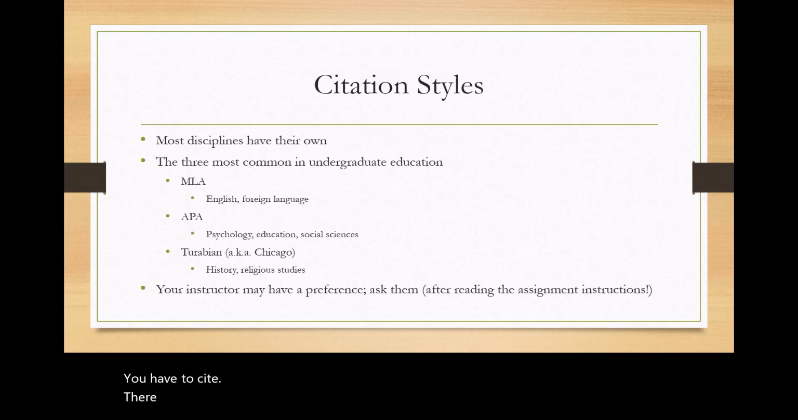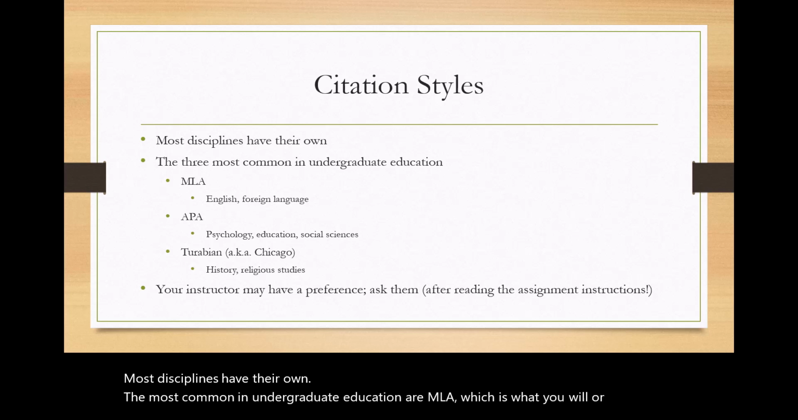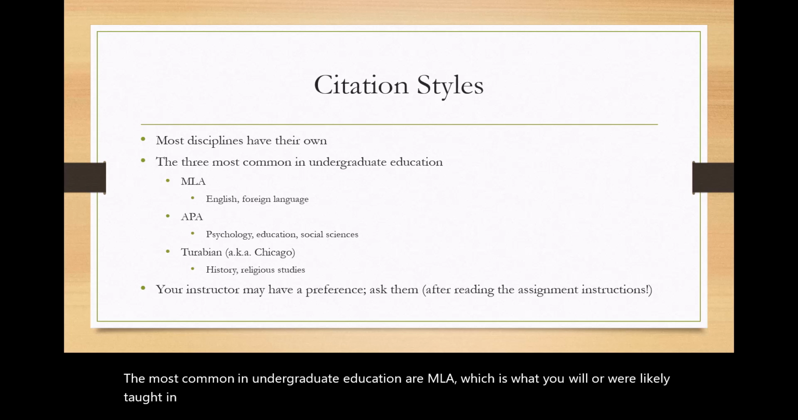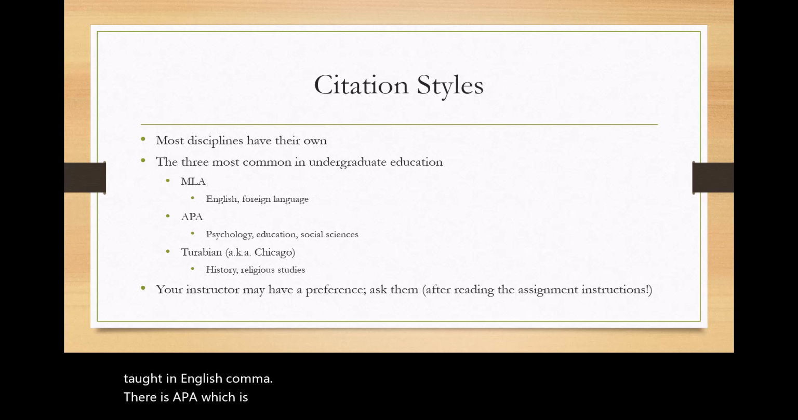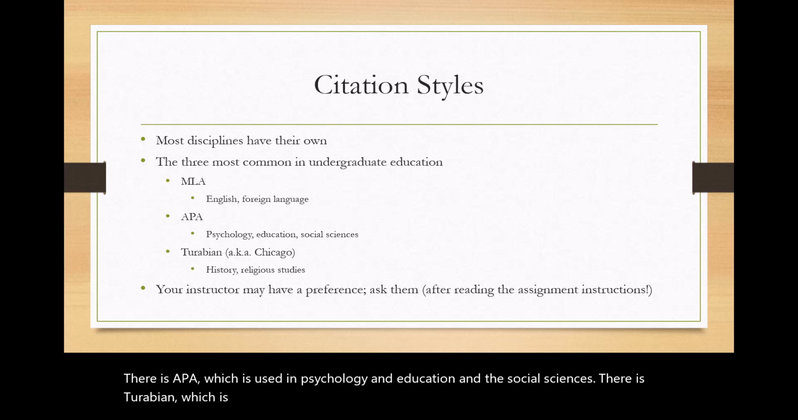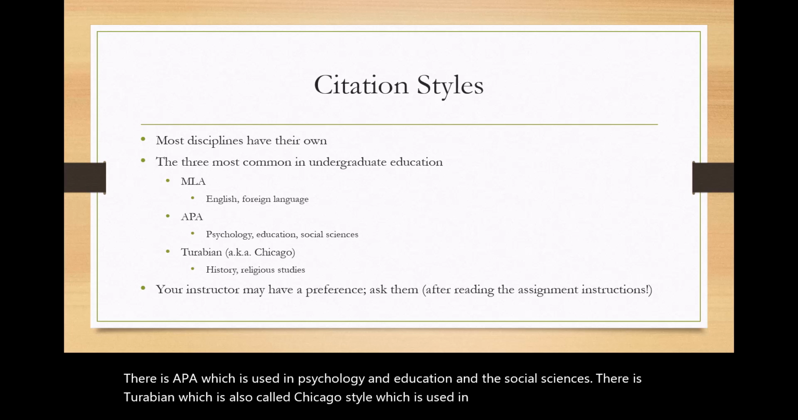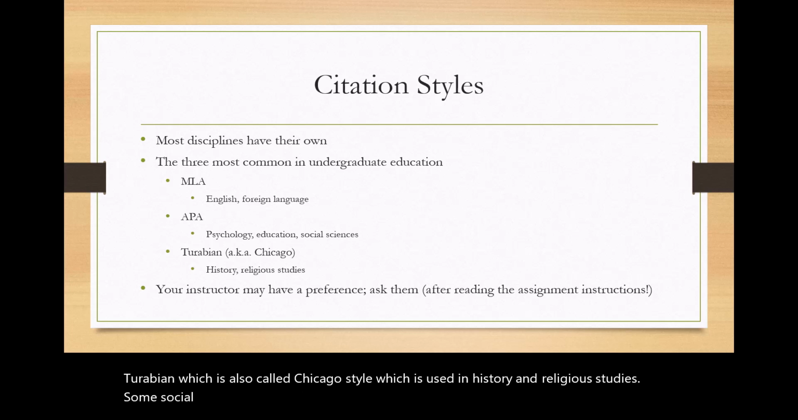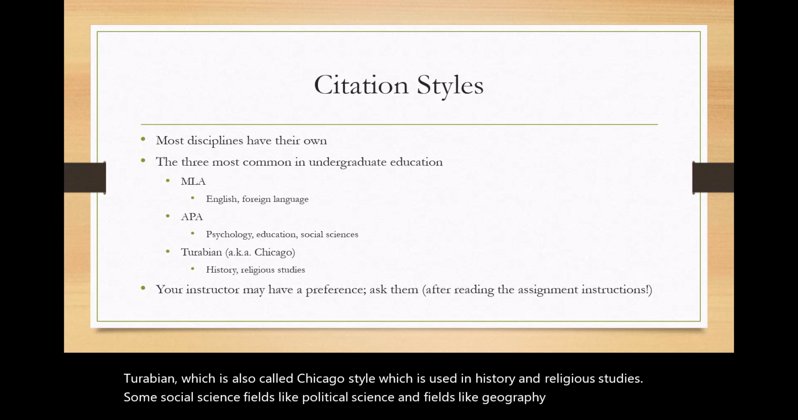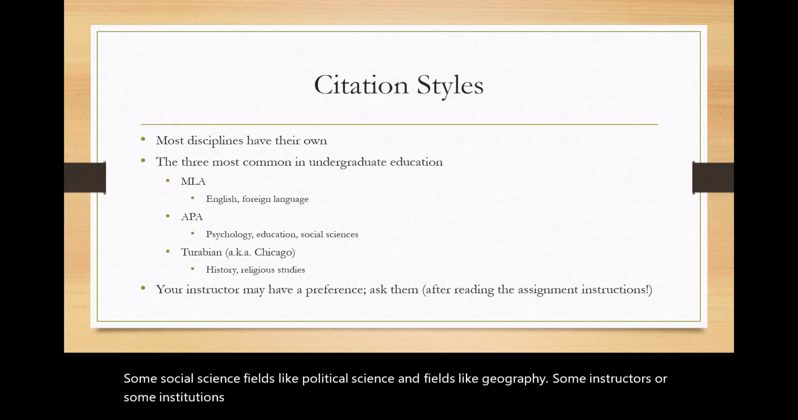There are different citation styles out there. Most disciplines have their own. The three most common in undergraduate education are MLA, which is what you will or were likely taught in English Comp. There is APA, which is used in psychology and education and the social sciences. There is Turabian, which is also called Chicago style, which is used in history and religious studies. Some social science fields like political science and fields like geography, some instructors or some institutions prefer that Turabian is used and some prefer that APA is used.